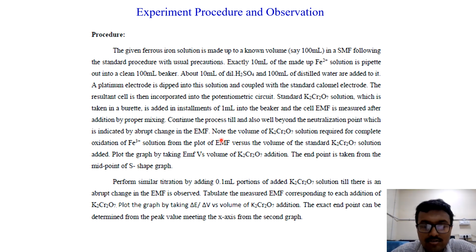Now I'll tell you the procedure. The procedure is already explained in the video. So what is the thing? We have to take 10 ml of the given ferrous, iron 2 plus, Mohr's salt solution. We have to add 10 ml of sulfuric acid. Then we add the least amount of water in a beaker. Then we take the platinum electrode. Then we add potassium dichromate dropwise.